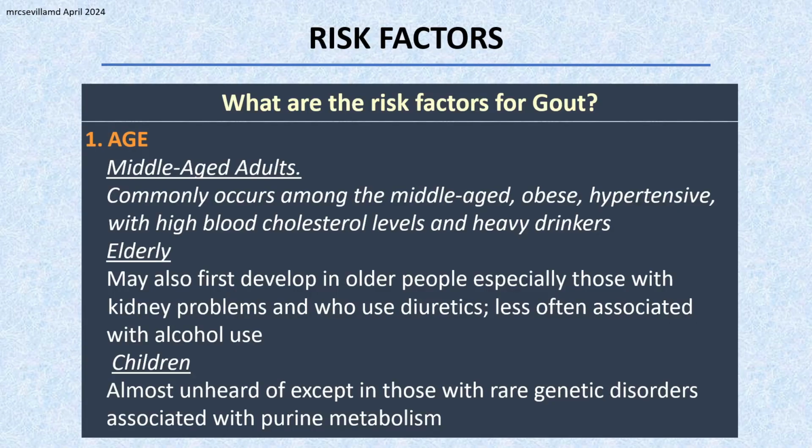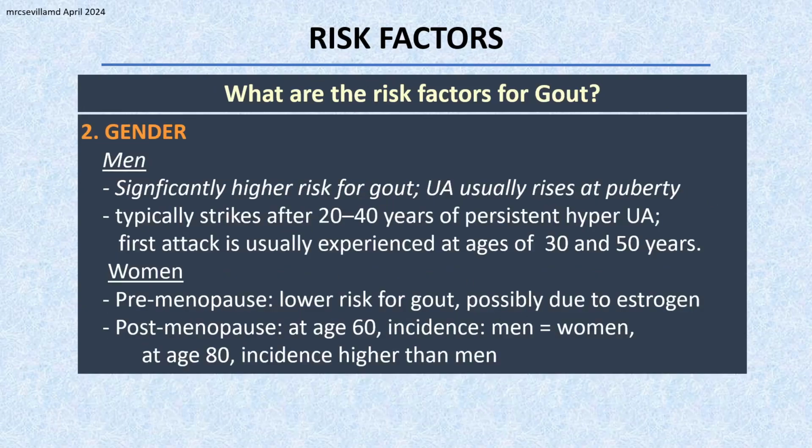First is age. This excruciatingly painful affectation may affect middle-aged and obese adults who are often heavy alcoholic drinkers and afflicted with hypertension and hypercholesterolemia. The elderly are also more prone to gout because of deteriorating kidney problems and the use of diuretics. A second risk factor is gender. Men are more at risk for gout and may experience their first attack between 30 and 50 years old. Premenopausal women rarely get gout, but once menopause sets in, then they begin to catch up with the incidence rate of the men.